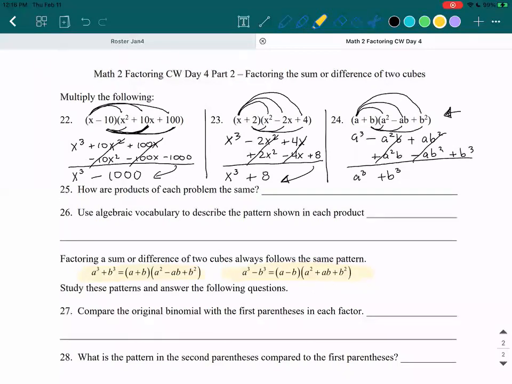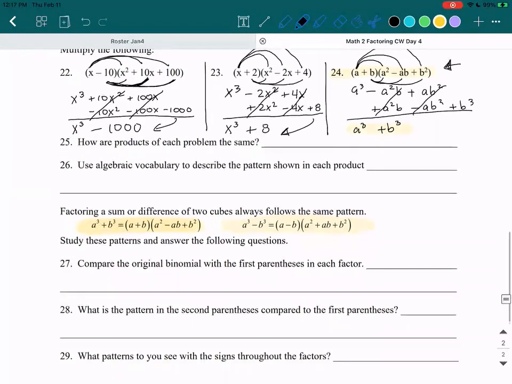All right, so we were talking about these two formulas that are shown on the bottom, and we get those formulas from doing this process that we did in number 24. Literally number 24 is one of our formulas. It's the first formula right over here. And then the second formula is pretty much the same, but just minus b cubed instead of plus b cubed, okay?